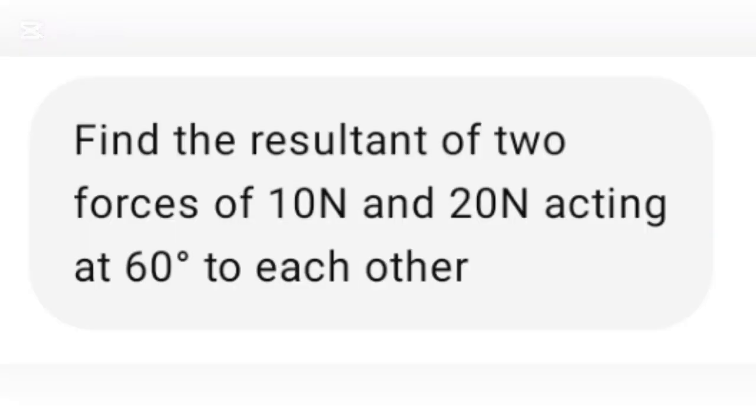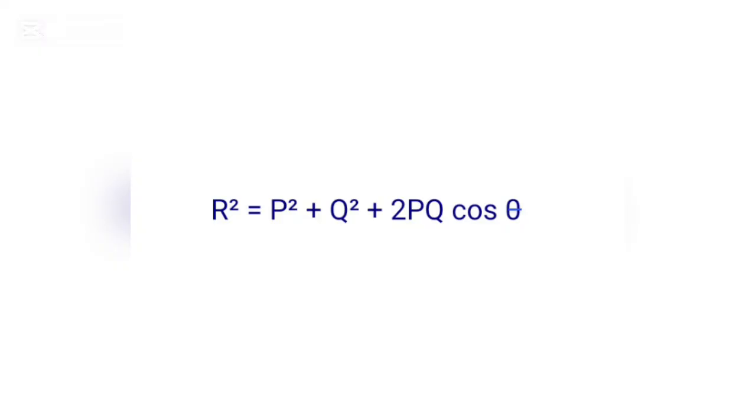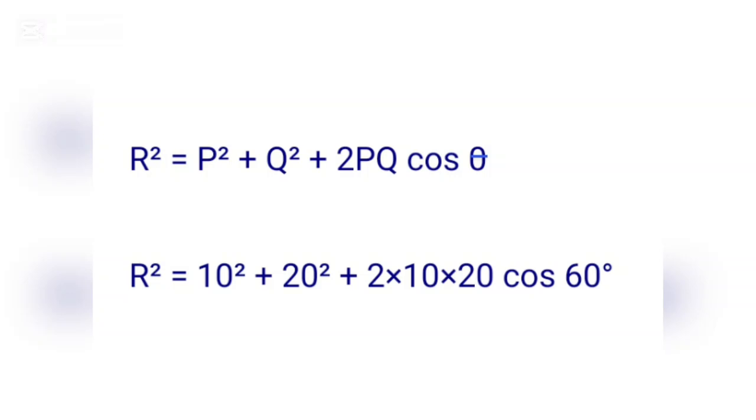Example 1. Find the resultant of two forces of 10 Newton and 20 Newton, acting at 60 degrees to each other. Using the formula R squared is equal to P squared plus Q squared plus 2PQ cos theta, we will now substitute the values of 10 and 20, and we now have R squared is equal to 10 squared plus 20 squared plus 2 times 10 times 20 cos 60 degrees.